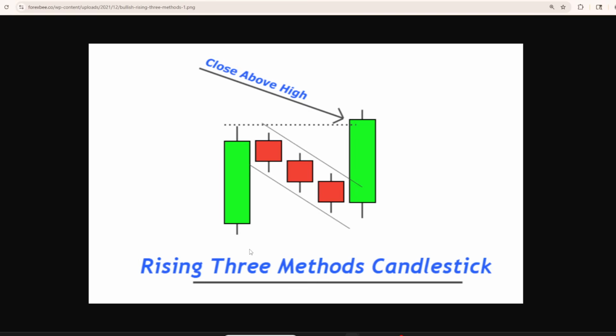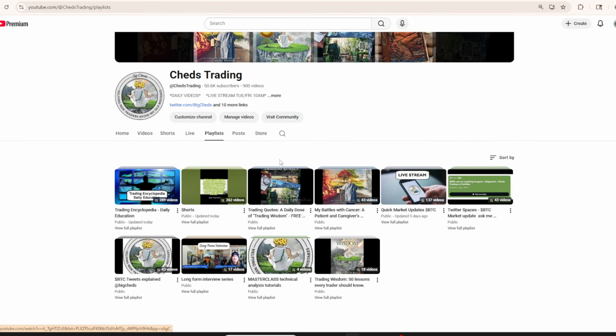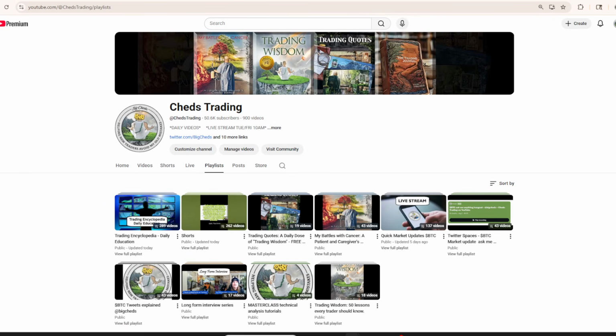This is the Rising 3 Methods Japanese candlestick pattern, and this is for the Trading Encyclopedia Daily Education series on my YouTube at Chads Trading.